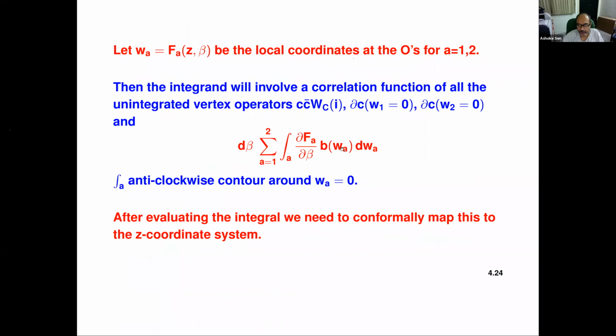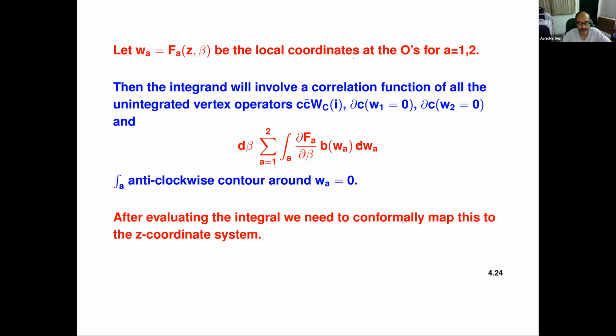The other point I should have said is that if you have multiple betas, then this is also true. You just have this factor for every beta. So you have d beta 1 times del f a del beta 1 times this, wedge d beta 2 del f a del beta 2 times this, and so on. So this general formula holds not just when you have a single modulus to integrate over, but also when you have multiple moduli to integrate. And we do encounter in our analysis the case where multiple moduli are there.